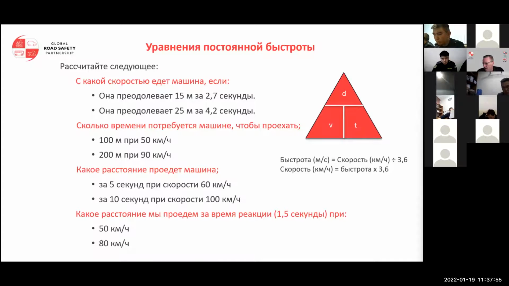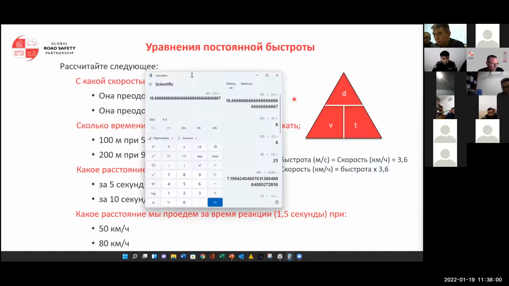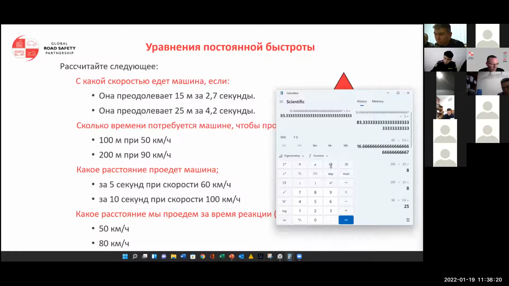So let's do the maths. We know our velocity is 16.67. Our time is 5 seconds. So multiplied by 5 tells us we will travel 83.33 meters in 5 seconds at 60 kilometers per hour. So we're going to repeat that for the last question. In this case, we have a vehicle traveling at 100 kilometers per hour. How many meters will it travel in 10 seconds?